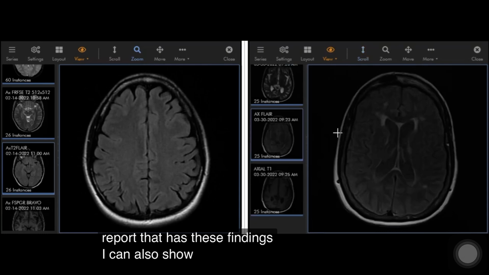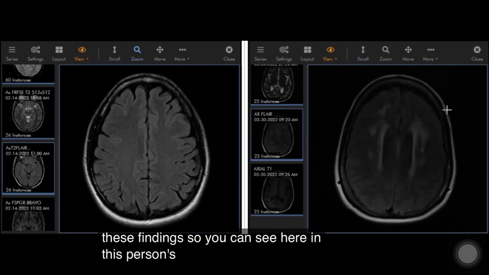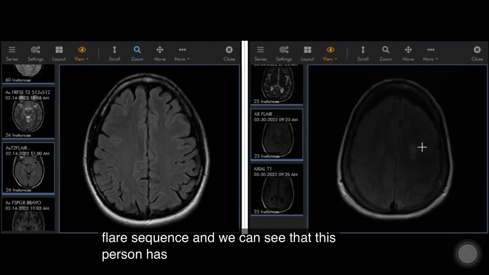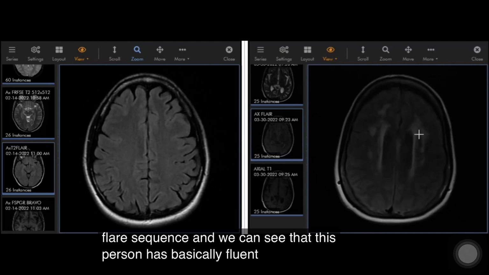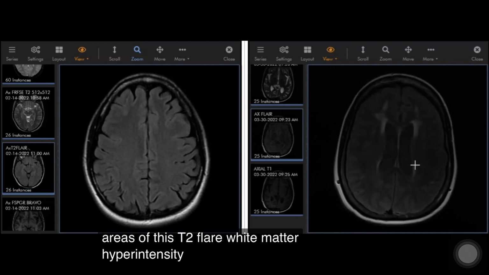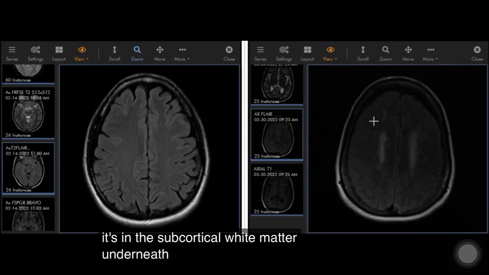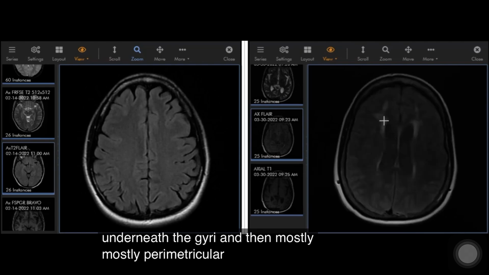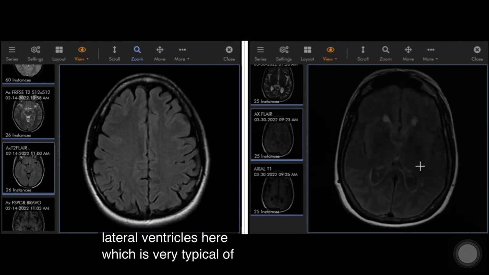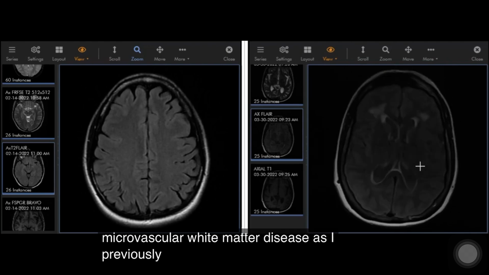I can also show a more severe example of these findings. So you can see here in this person's brain, this again is a FLAIR sequence, and we can see that this person has basically confluent or patchy areas of this T2 FLAIR white matter hyperintensity, and you can see again it's in the subcortical white matter underneath the gyri, and then mostly periventricular along these lateral ventricles here, which is very typical of chronic microvascular white matter disease, as I previously mentioned.